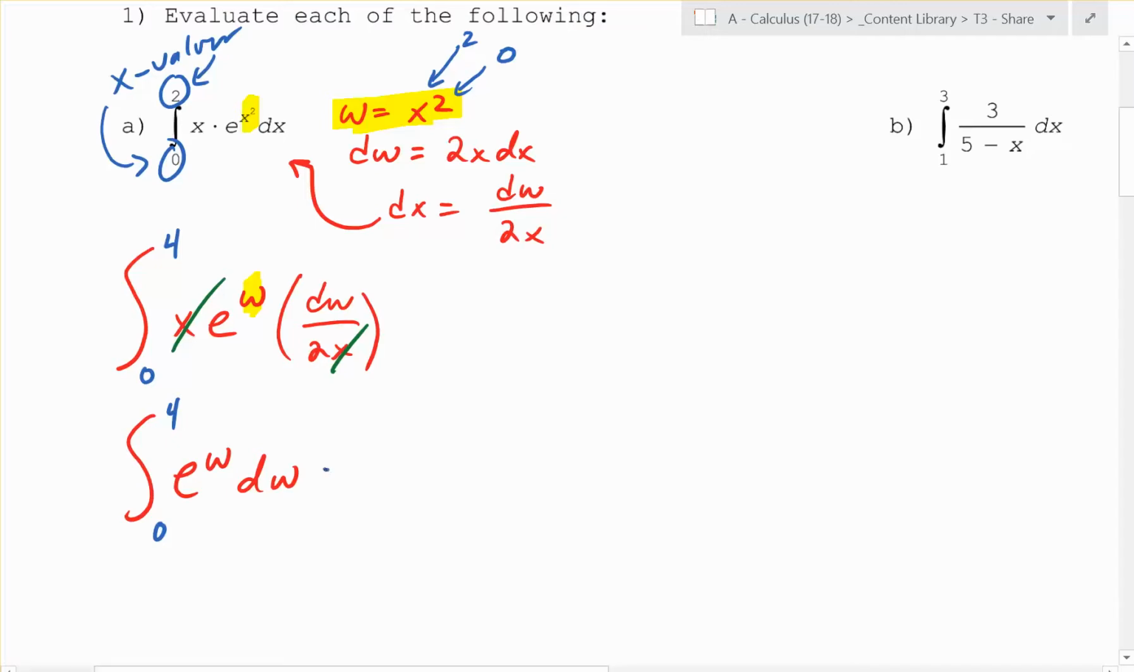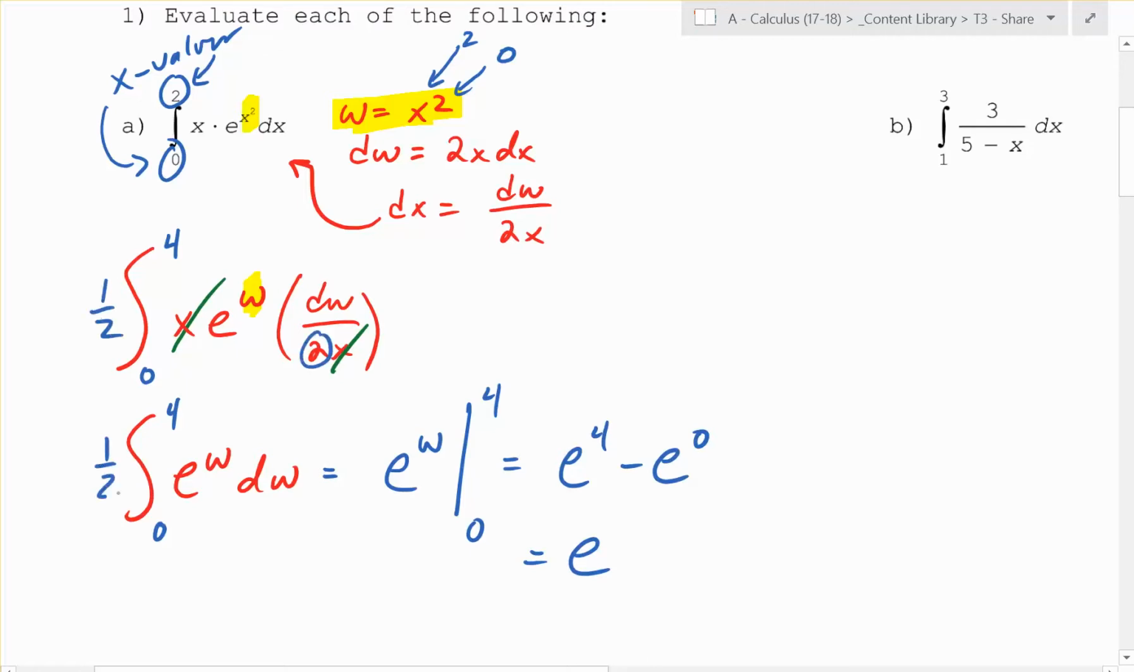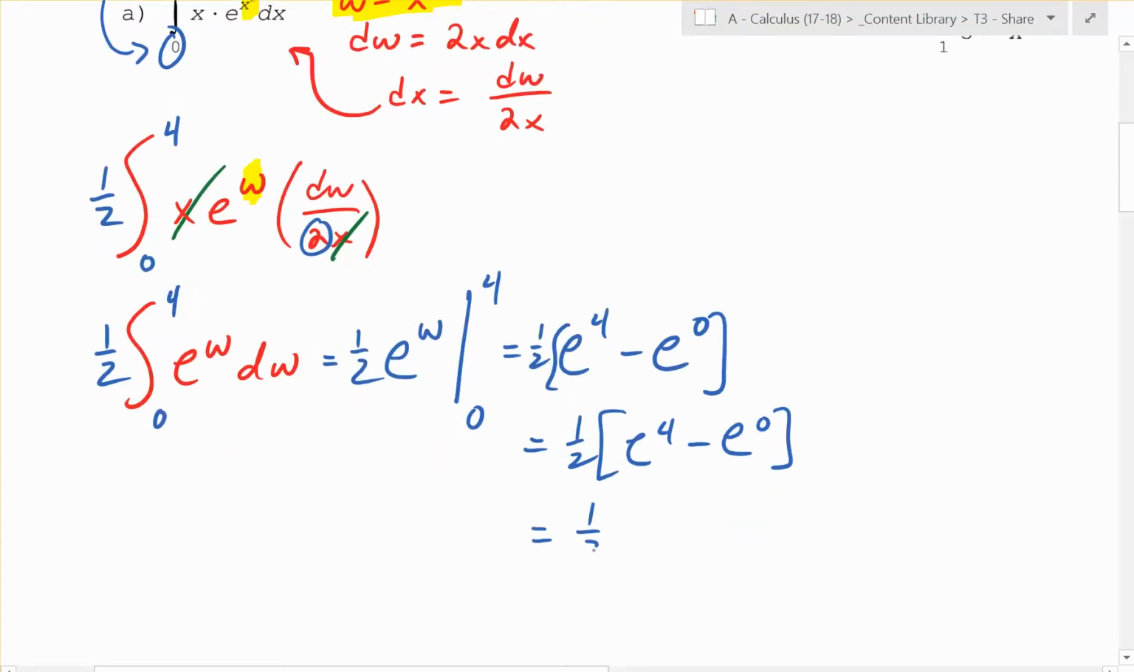So what are we going to do? We integrate. The integral of e to the w is e to the w. So it's from 0 to 4. So that's going to be e to the 4th minus e to the 0. Oh, and there's a 2 there that got factored out, so there's a 1/2 out front of this. So what do we end up with? 1/2 times e to the 4th minus e to the 0. e to the 0 is 1. So you could write this as 1/2 (e to the 4th minus 1).